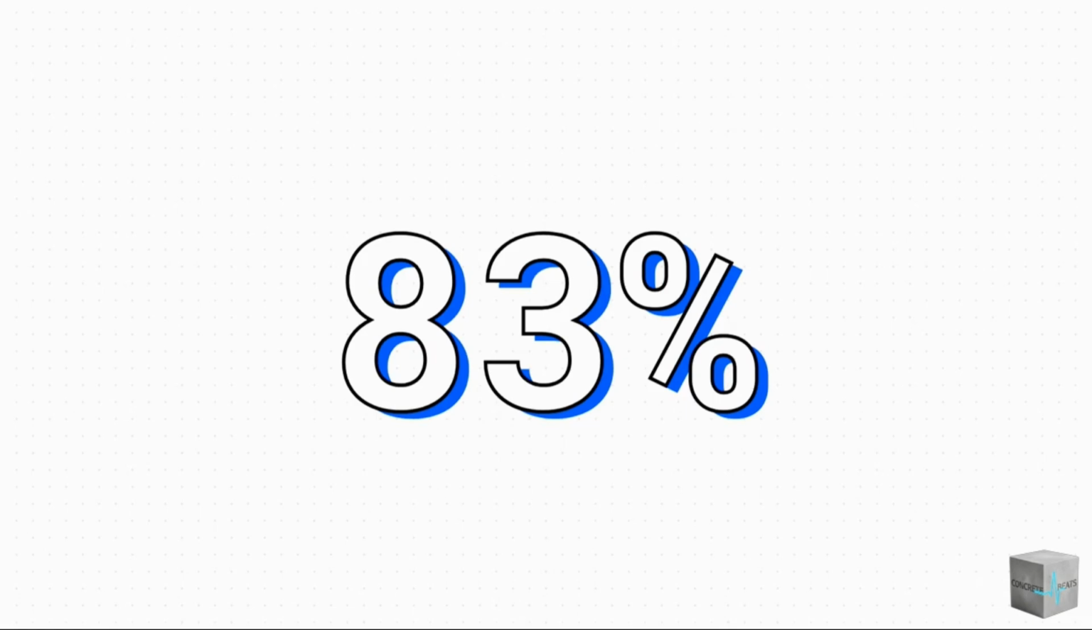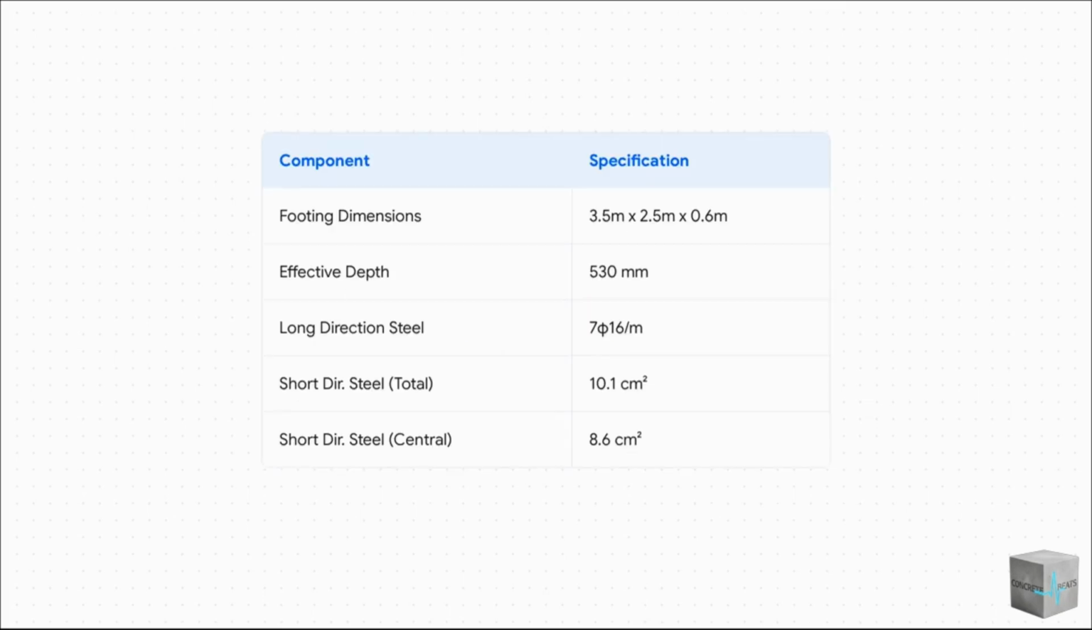It's simple. It means that a whopping 83% of our total short direction steel has to be concentrated in a central band. The width of that band is equal to the footing's short dimension, so 2.5 meters. The rest of the steel, that leftover 17%, gets distributed evenly in the two outer zones. And there we have it.